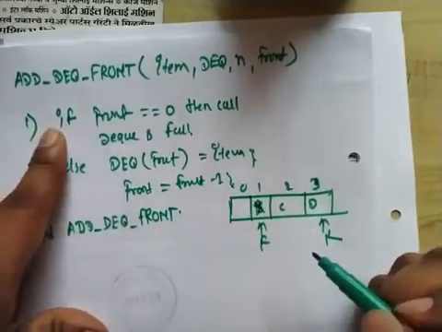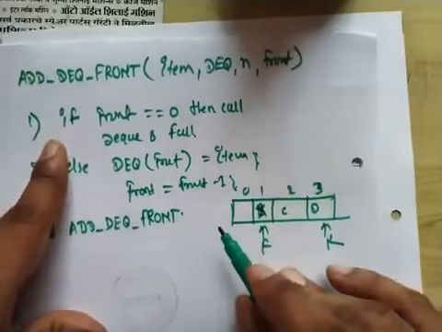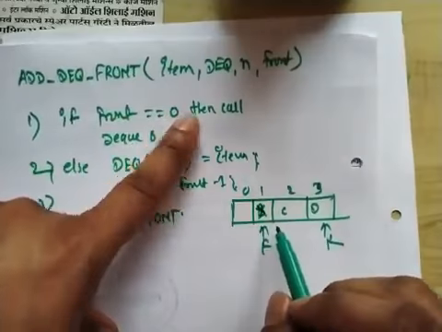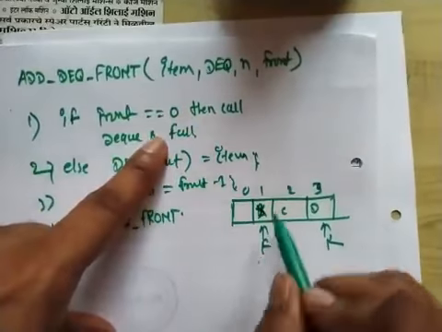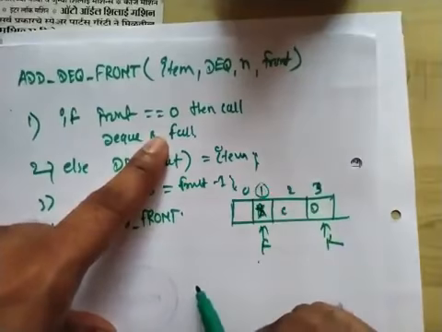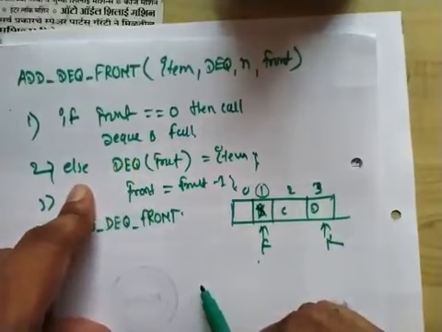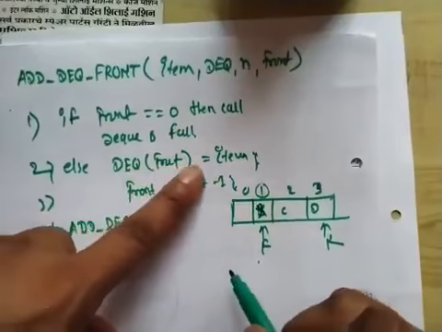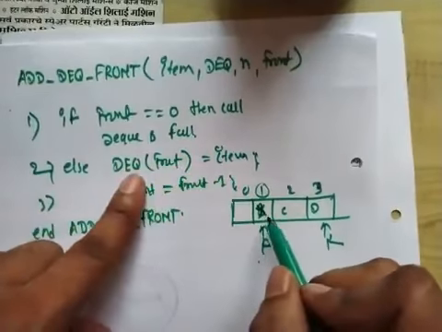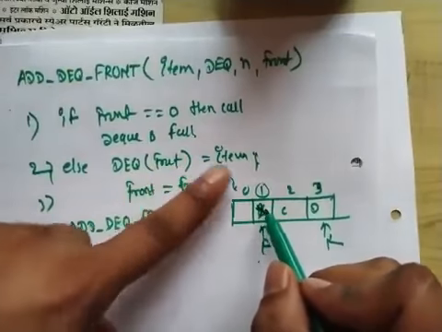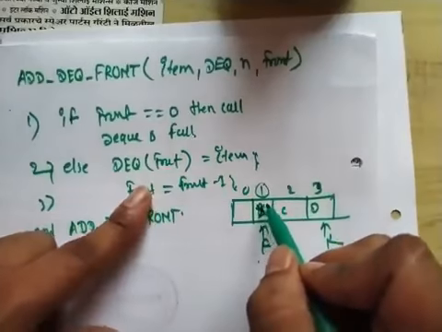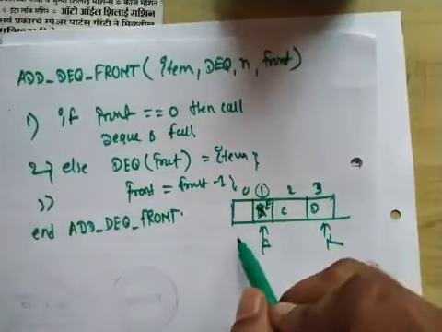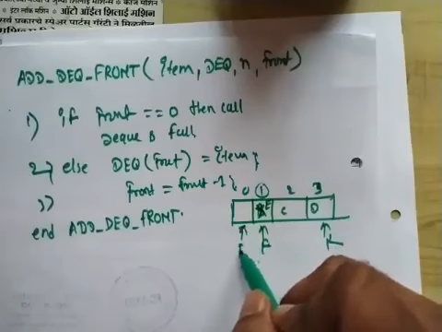Now suppose you call this add to front end. We check if front is equal to 0, then call deque is full. Now my front is pointing to index location 1, so else deque of front is equal to atom. Wherever front is pointing, at that location we simply put the element. Suppose I put element E here, and then front is equal to front minus 1, so your front will point here.